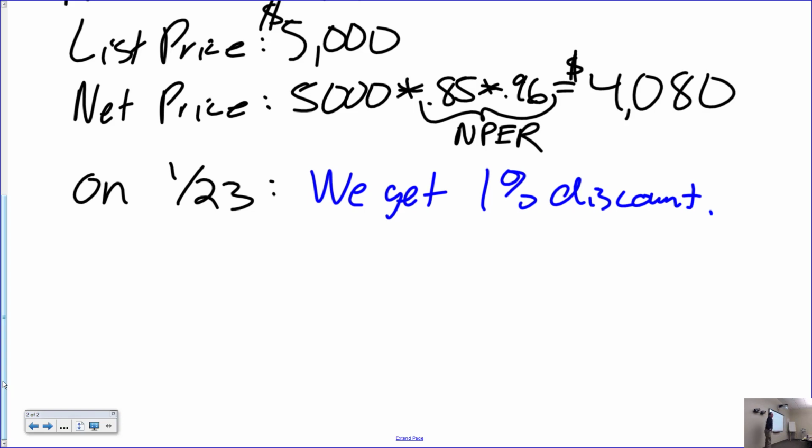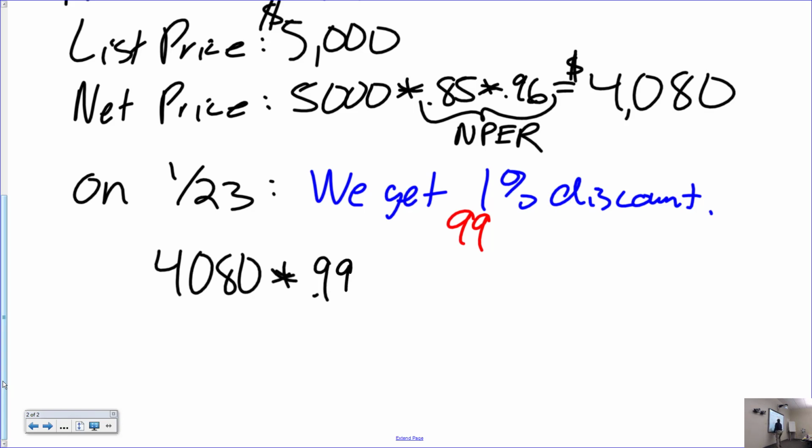How do I calculate a 1% discount on that $4,080? You're close. What's the complement of 1? 99. Again, you can do it old school if you want, folks. You can take 1% and subtract. But now that you've started to get a handle of these complements, try and use them whenever possible. Okay? So, what's 4,080 times 0.99? $4,039.20.